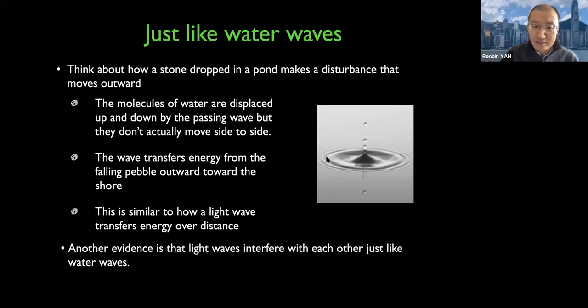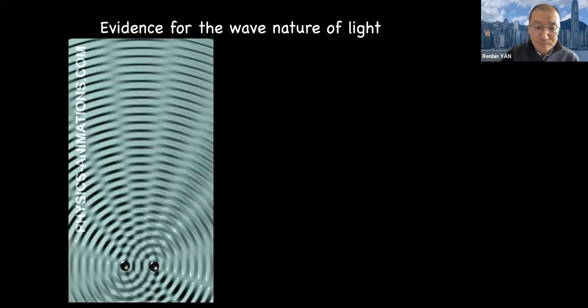Light waves are very similar to this, and light just behaves in the same way. One piece of evidence that light is a wave is that waves should interfere with each other like water waves. So what do I mean by waves interfering with each other?